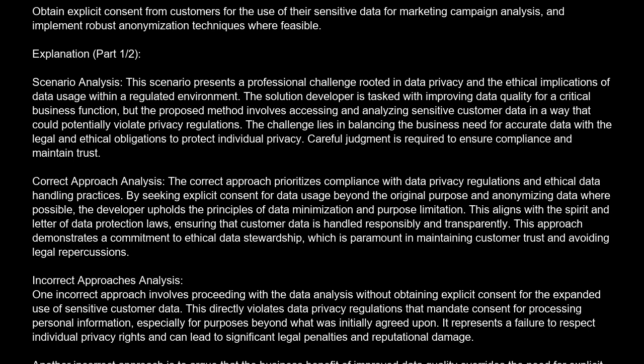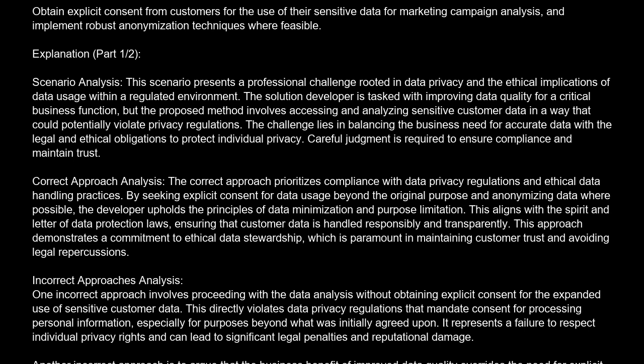Explanation. Scenario analysis. This scenario presents a professional challenge rooted in data privacy and the ethical implications of data usage within a regulated environment. The solution developer is tasked with improving data quality for a critical business function, but the proposed method involves accessing and analyzing sensitive customer data in a way that could potentially violate privacy regulations. The challenge lies in balancing the business need for accurate data with the legal and ethical obligations to protect individual privacy. Careful judgment is required to ensure compliance and maintain trust.